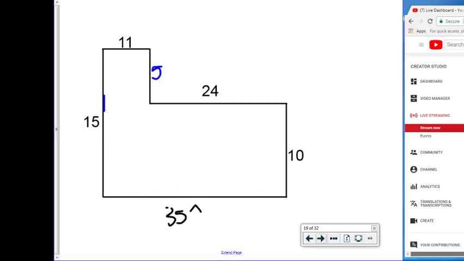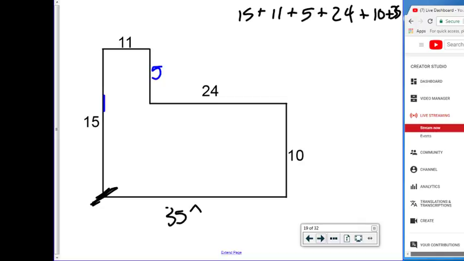Now that you've got your missing side lengths, you can take the perimeter. The perimeter is simply add all the sides. Okay? So I draw this diagonal line right here to make sure that you know where you start counting and where you stop counting from. So I start here, and this is 15 plus 11 plus 5 plus 24 plus 10 plus 35.